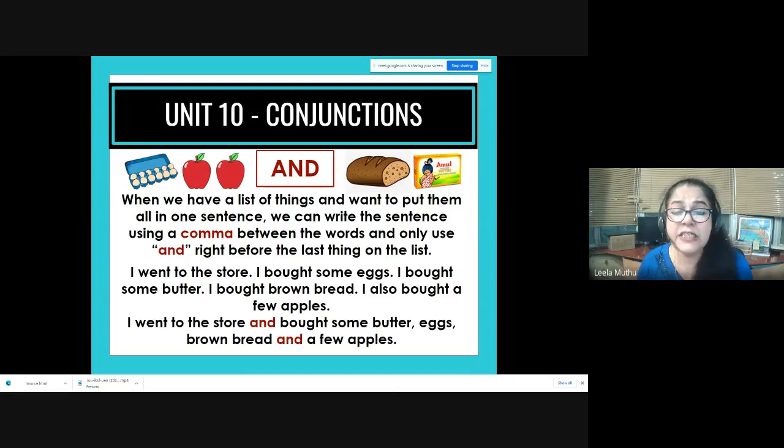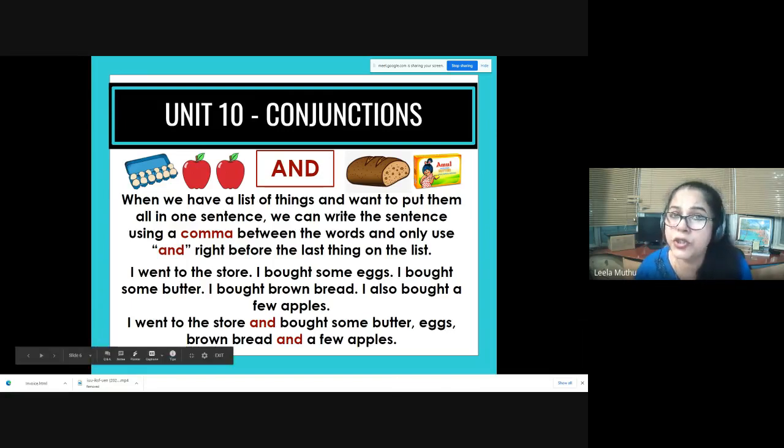So when we have a list of things and we want to put them all in one sentence, we write the sentence by putting a comma in between the items, okay, and ending the last item by putting and before it and no comma, okay. So let's see how this has been done, okay, by using the conjunction and, okay.